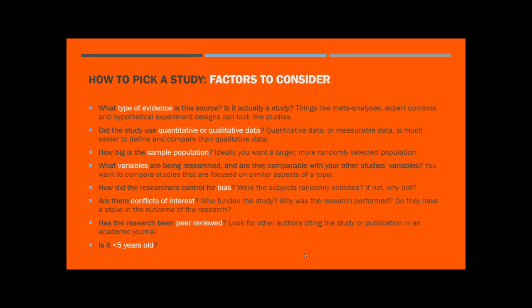And then, has the research been peer reviewed? Look and see if it has ever been cited or if it's published in an academic journal. Those are good indications of peer review. And then you also want a relatively recent study. Less than 5 years old, I believe, was the rule when I was in nursing school. So any older than that, and you might want to consider either getting a new one or talking to the teacher about how appropriate it is.